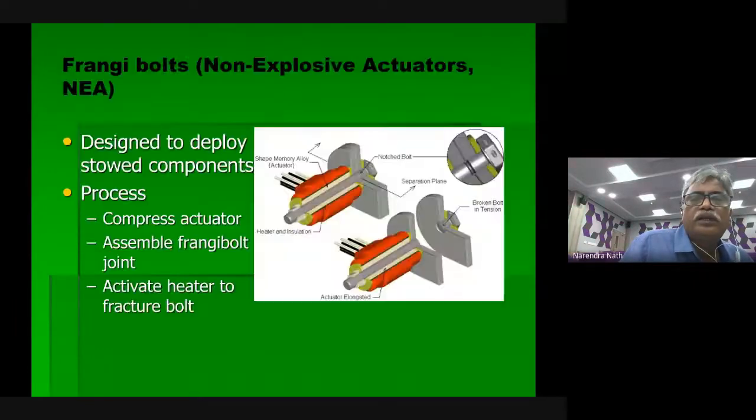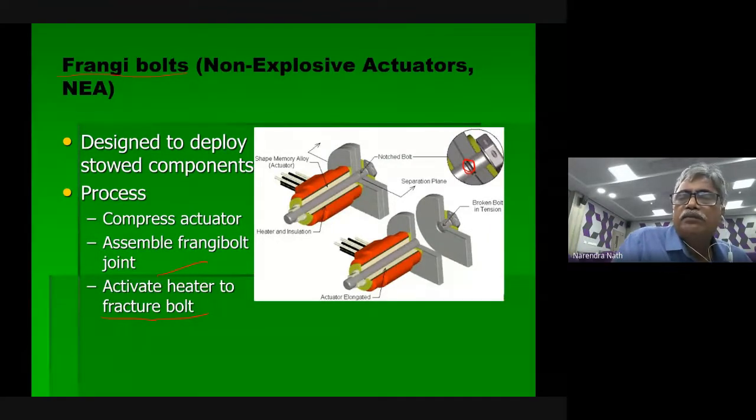Some applications I am showing. This is the Frangibolt, which people are using. See, this is the joint. This is the assembly. Here you see, designed to deploy stored components: compress actuator, assemble Frangibolt joint, activate heater, fracture bolt. Ultimately, we are going to fracture the bolt by activating the heater.